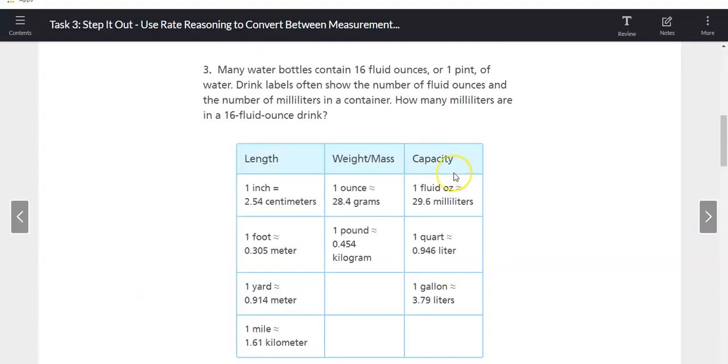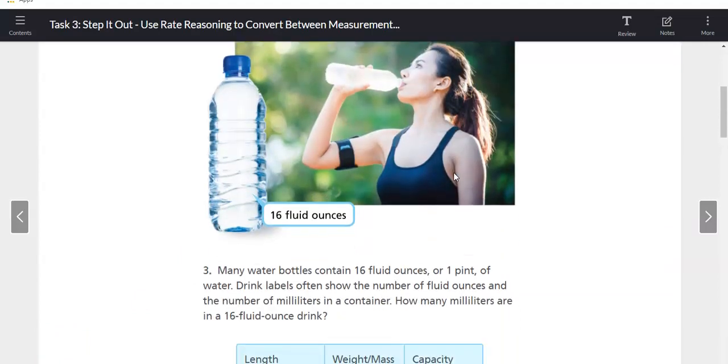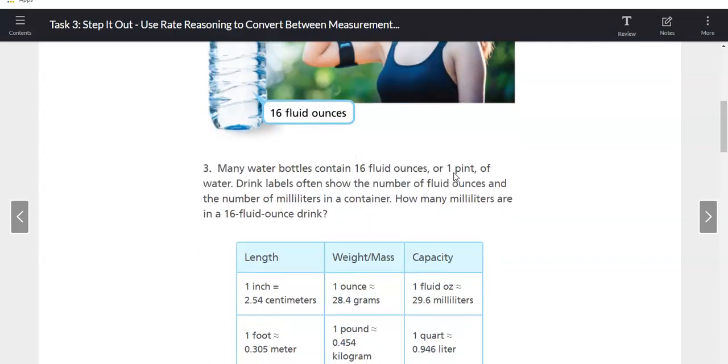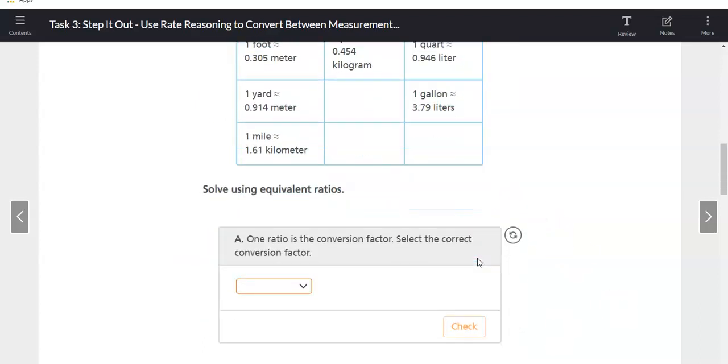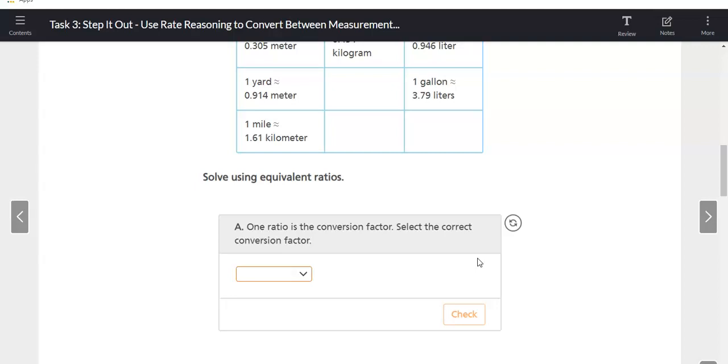This is on page 196. Has this lady drinking 16 fluid ounces. So many water bottles contain 16 fluid ounces or 1 pint of water. Drink labels often show the number of fluid ounces and the number of milliliters in a container. How many milliliters are in a 16 fluid ounce drink? So they put our ratio table, well, our conversion table. So we're going to solve using equivalent ratios.